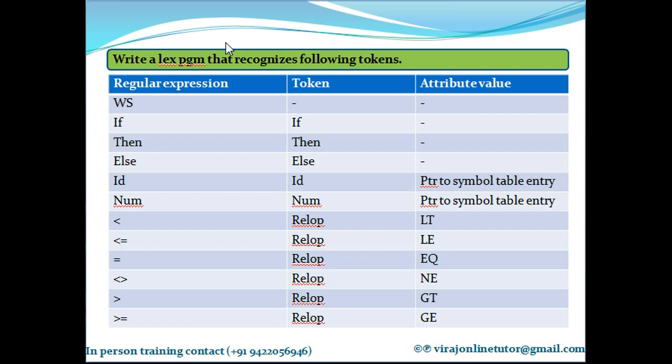It should identify the white space. It should identify if, then, else. It should identify the identifiers, it should identify a number, and it should identify all the relational operators. Simple program. This is the input given to us, saying we have to write a lexical analyzer using the Lex tool which needs to identify all these tokens. It should identify if, then, else, identifier, number, and relational operators.